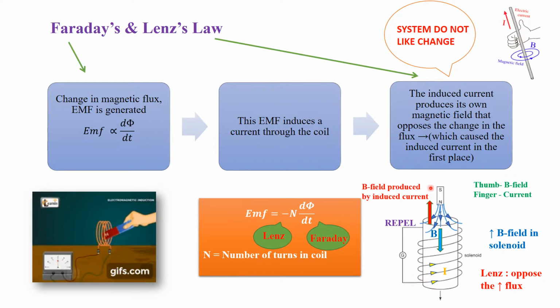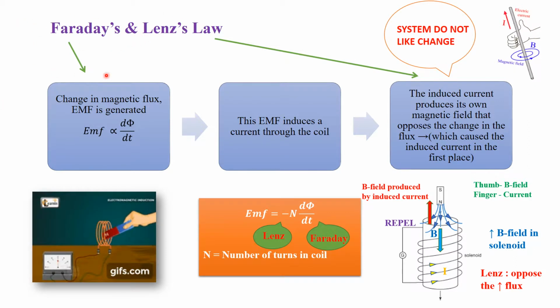Now besides this, Lenz's law also obeys the law of conservation of energy. This is because if the flux continued to increase, the EMF increases and the induced current also increases, and this will cause a violation in energy. So therefore, Lenz's law plays an important role in opposing the change in flux, whether it is increasing or decreasing.